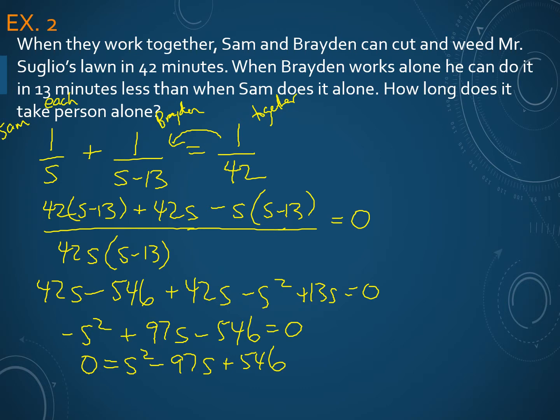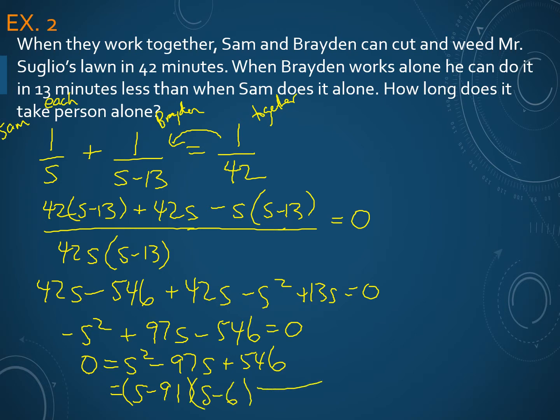Now the numbers are big, so it's not super simple, but you'll be looking for two numbers that multiply to 546 and combine to -97. If the numbers are too high, you could always use the quadratic formula on it. And if we do the quadratic formula on that, you're going to end up with s minus 91 and s minus 6.